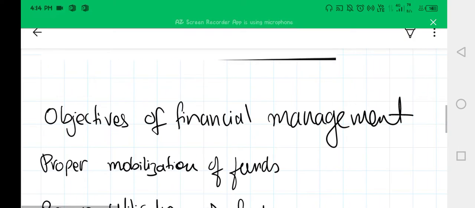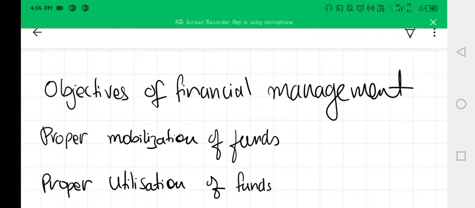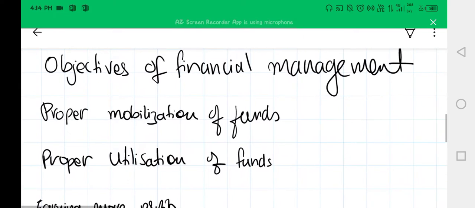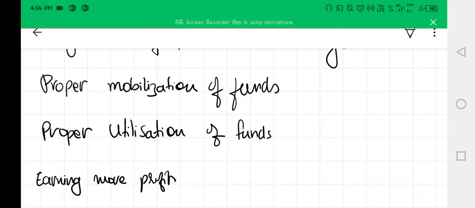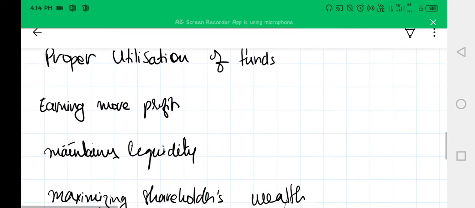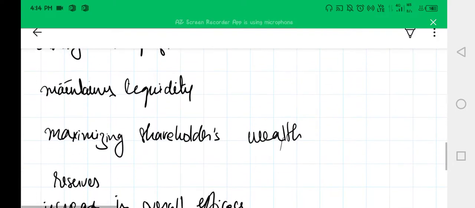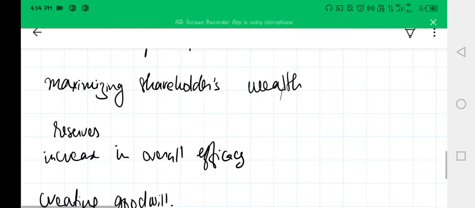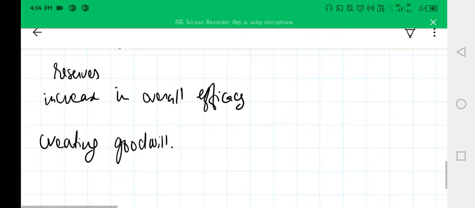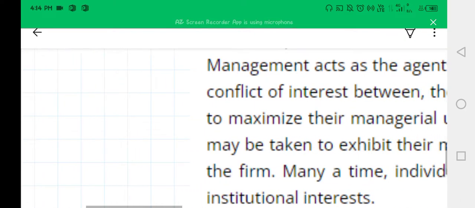Next, objectives of financial management. Key objectives: proper mobilization of funds, proper utilization of funds, earning more profits, maintaining liquidity, maximizing shareholders' wealth, reserves, increase in overall efficiency, creating goodwill.